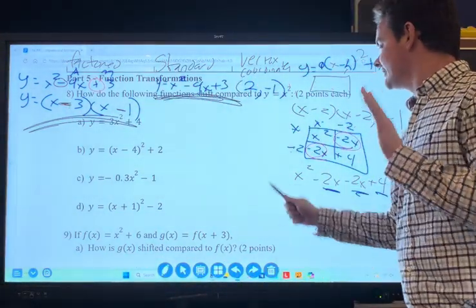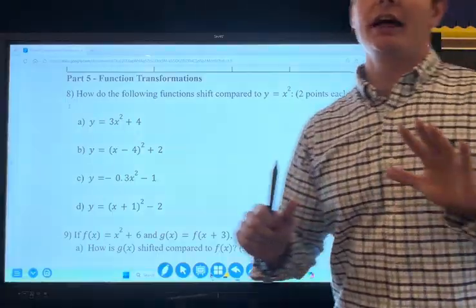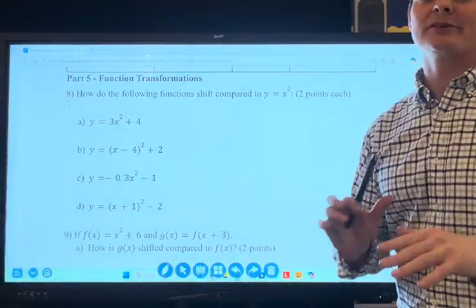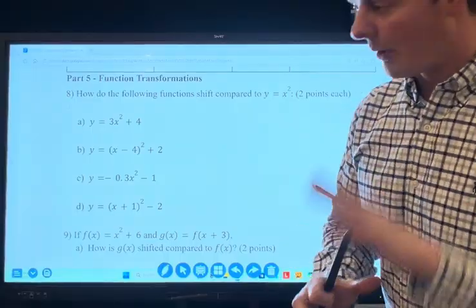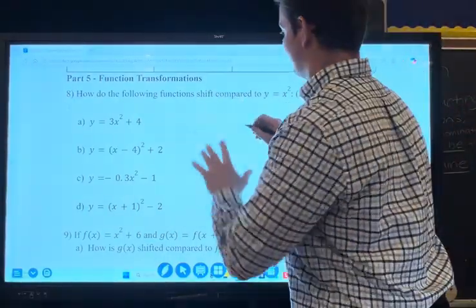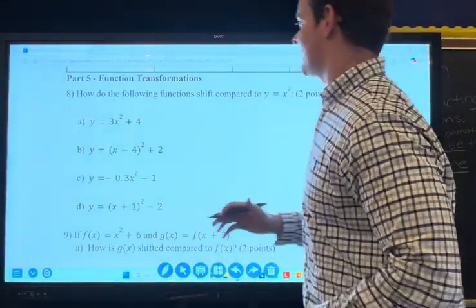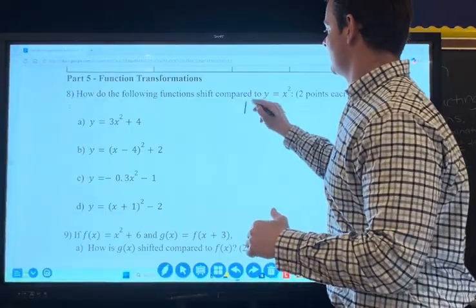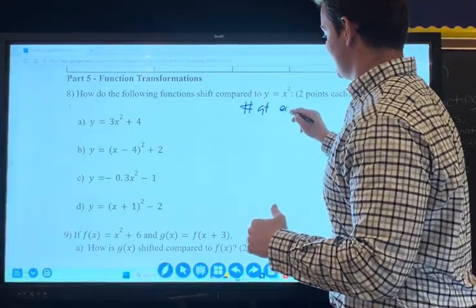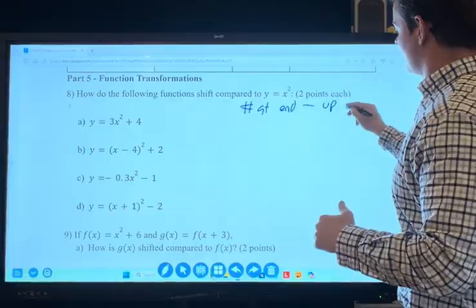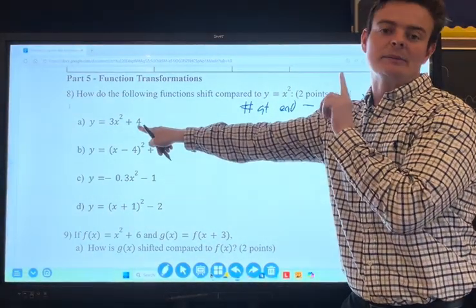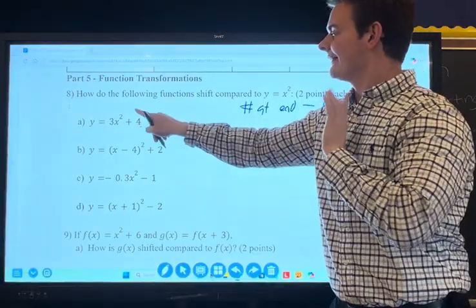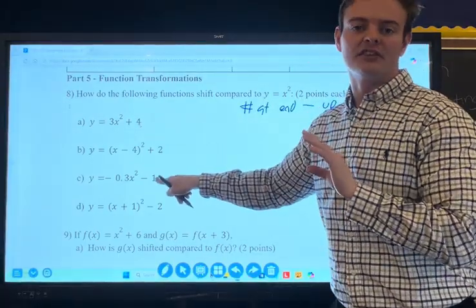Part 5 is function transformations. You just have to memorize that table in your notes. I'm going to go through it one more time. If I had to make the table by myself right now, here's what I would need to know. Number at the end, up or down. The number at the end makes it go up or go down, depending on if it's positive or negative.